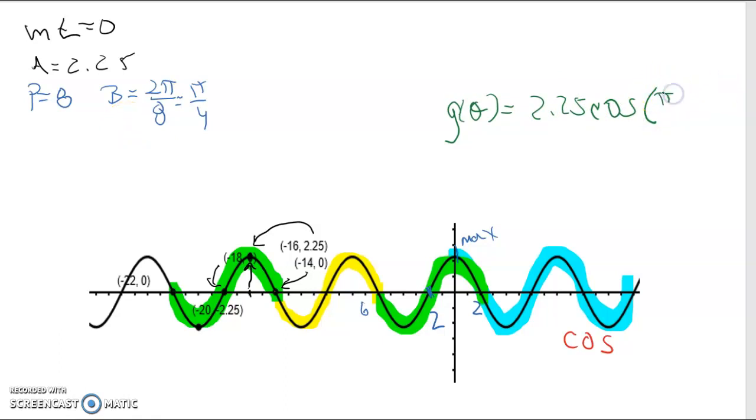B is pi over 4 theta. Let's try another one.